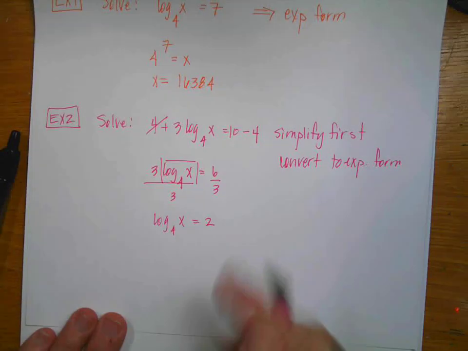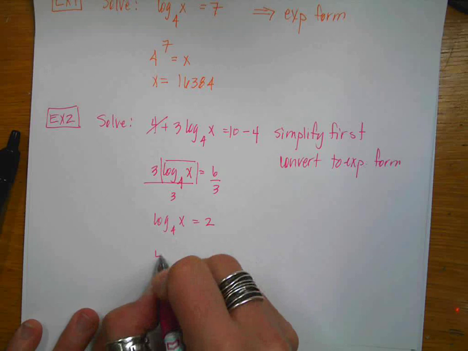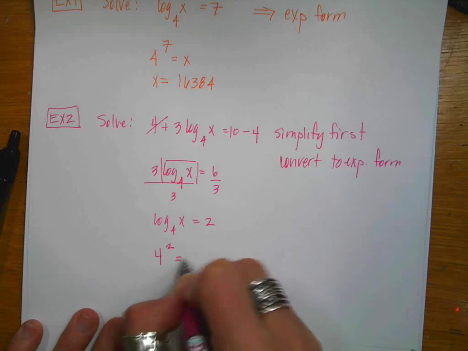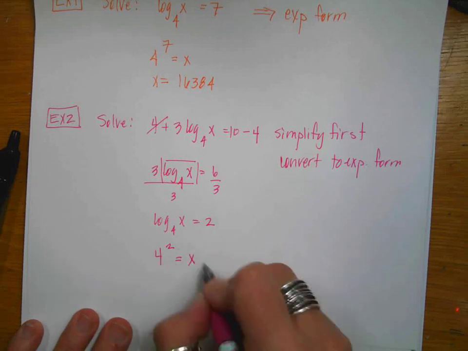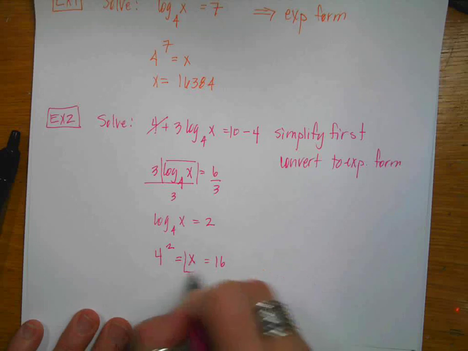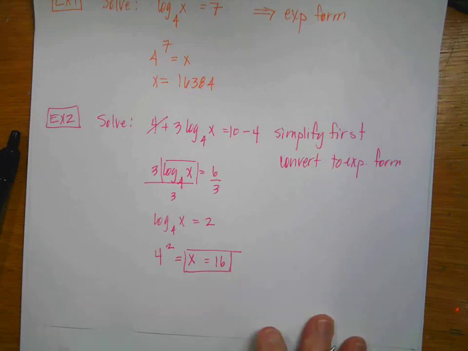Now I can go back to exponent form, right? So I'm going to 4 to the second is equal to x, and 4 squared is 16. So that was actually pretty straightforward, right? I told you the examples were nice and easy today.